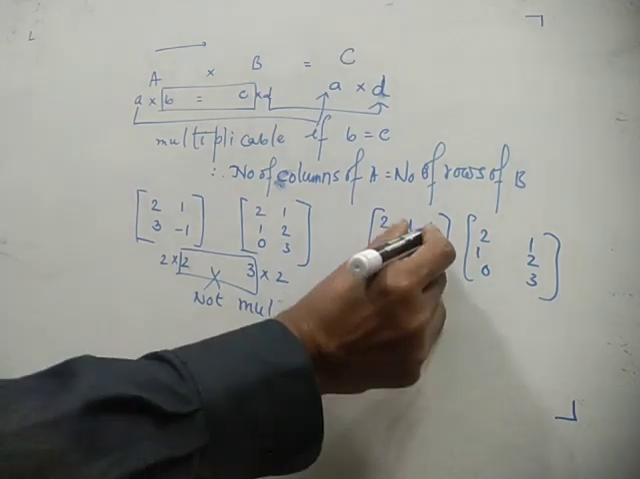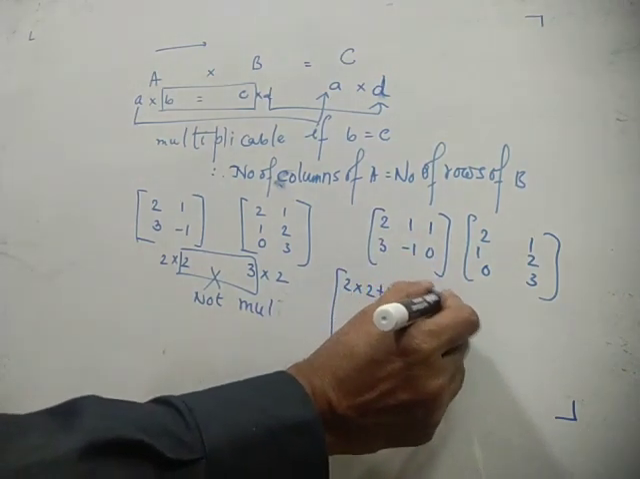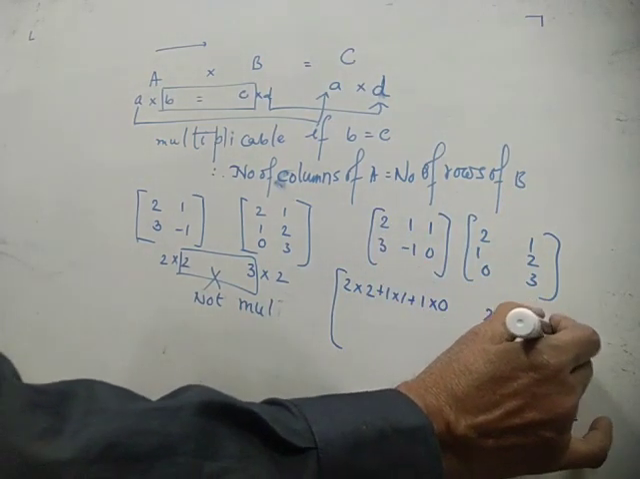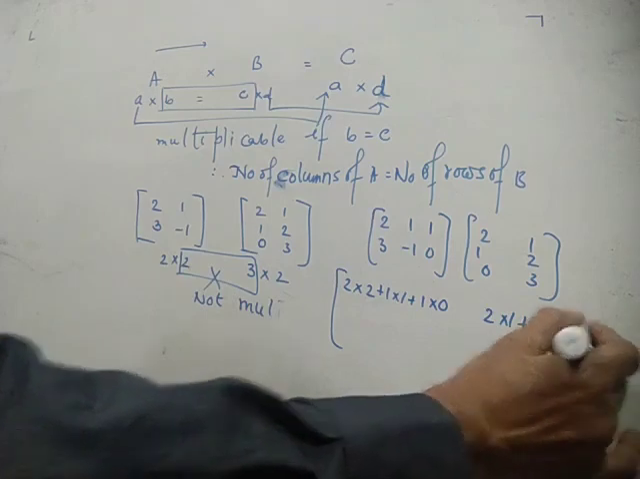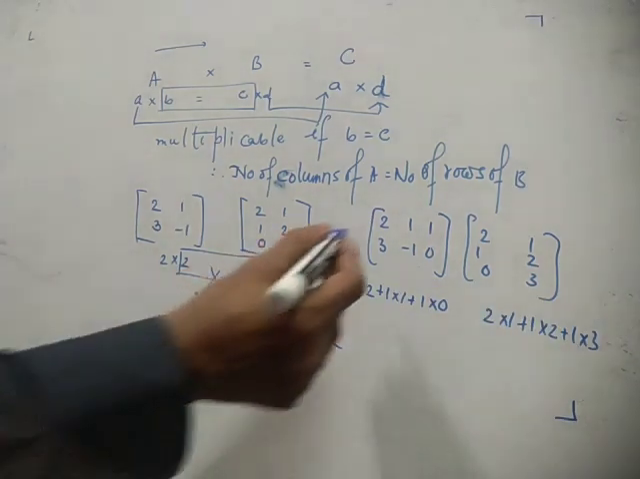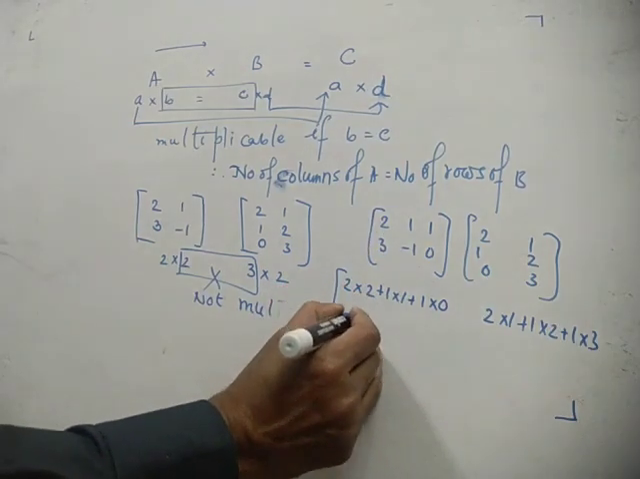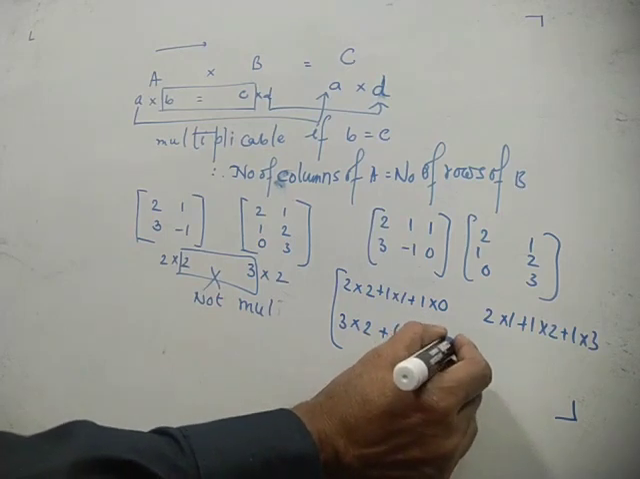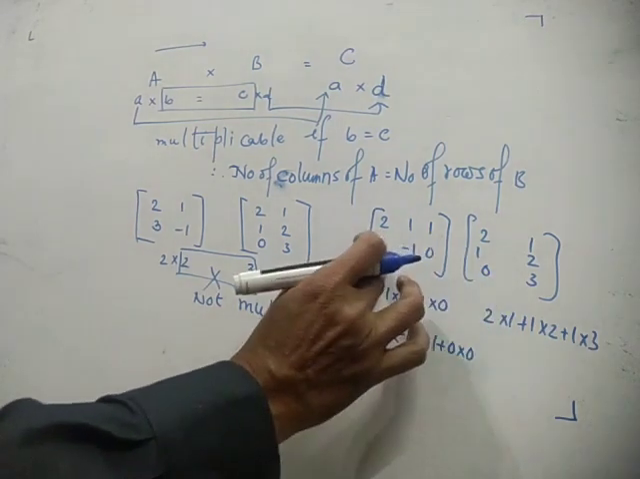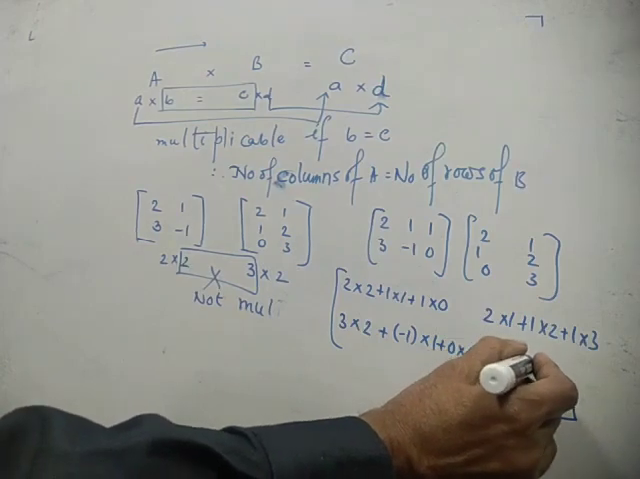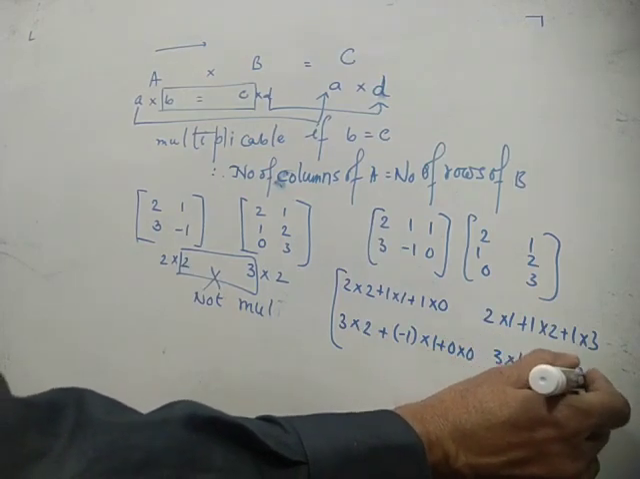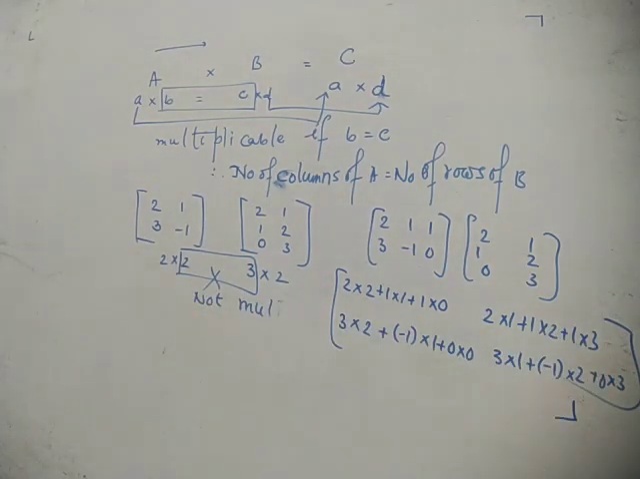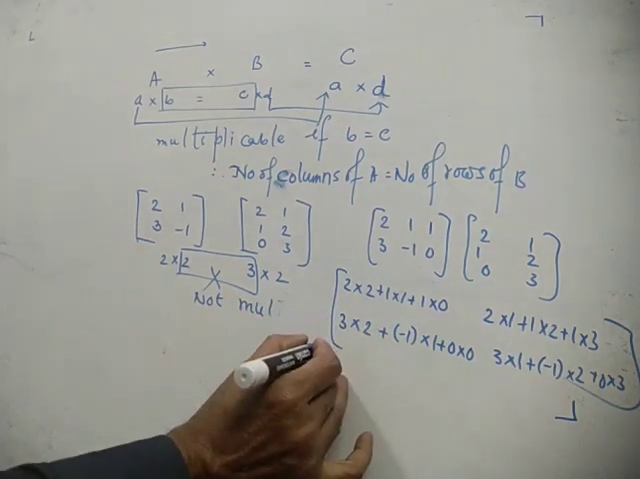We can multiply, for example, 2 into 2 plus 1 into 1 plus 1 into 0. If each one can multiply with one particular element, then multiplication is possible. Like the second position, 2 into 1 plus 1 into 2 plus 1 into 3. Now the second row, we are multiplying 3 into 2 plus minus 1 into 1 plus 0 into 0. Now second row, second column: 3 into 1 plus minus 1 into 2 plus 0 into 3. So multiplication is done. Now we just have to calculate.